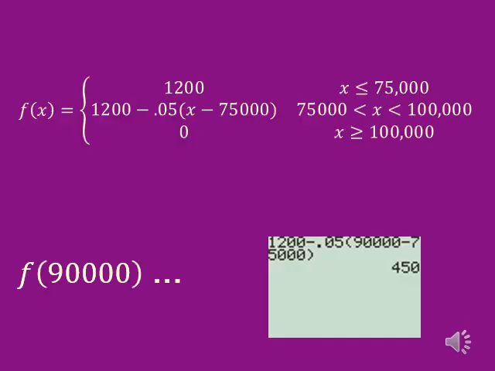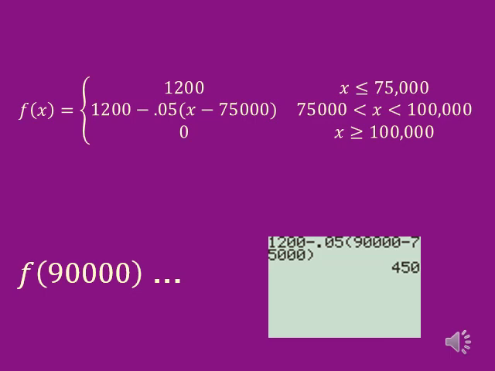The problems you're going to do from that chapter 0 that I talked about last time will end up looking kind of like what I have here. What I'm showing you is what this function would look like if you wrote it out in symbols rather than as a graph. And basically, what this is saying is everybody that makes less than or equal to $75,000 is going to get 1,200 bucks.